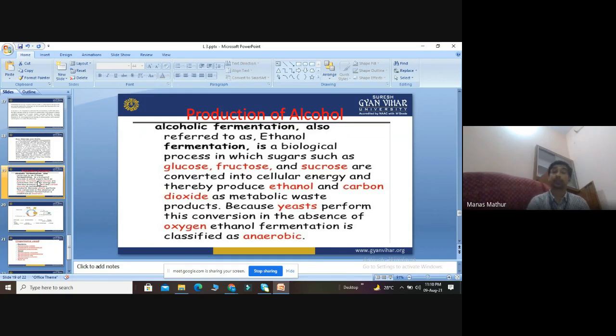So in alcohol fermentation, what are we using? We are using glucose, fructose, and sucrose. After that, we carry out the whole reaction in the absence of oxygen. So these sugar molecules will convert into ethanol and CO2. And we will use yeast as a fungus because yeast is the main important organism used in the fermentation reaction. And since we are not using any oxygen, it is called an anaerobic reaction. Aerobic is done in the presence of oxygen. Anaerobic is done in the absence of oxygen.